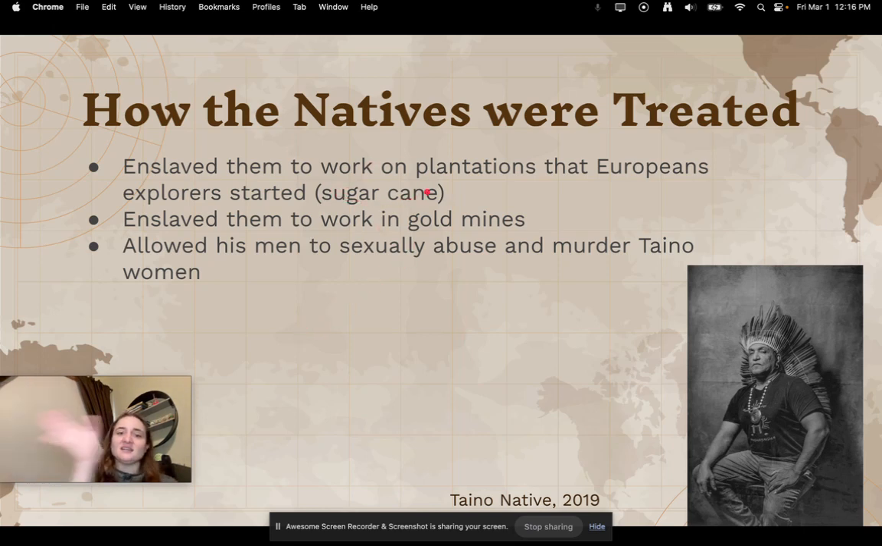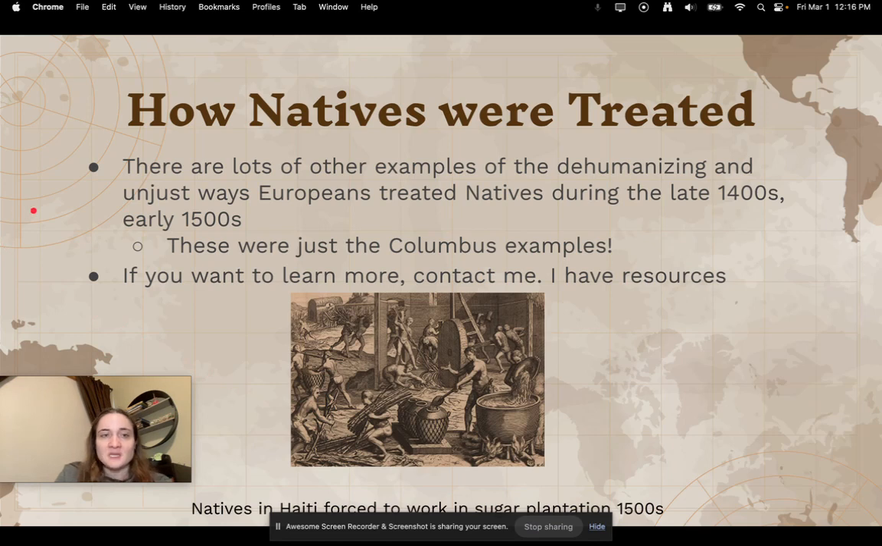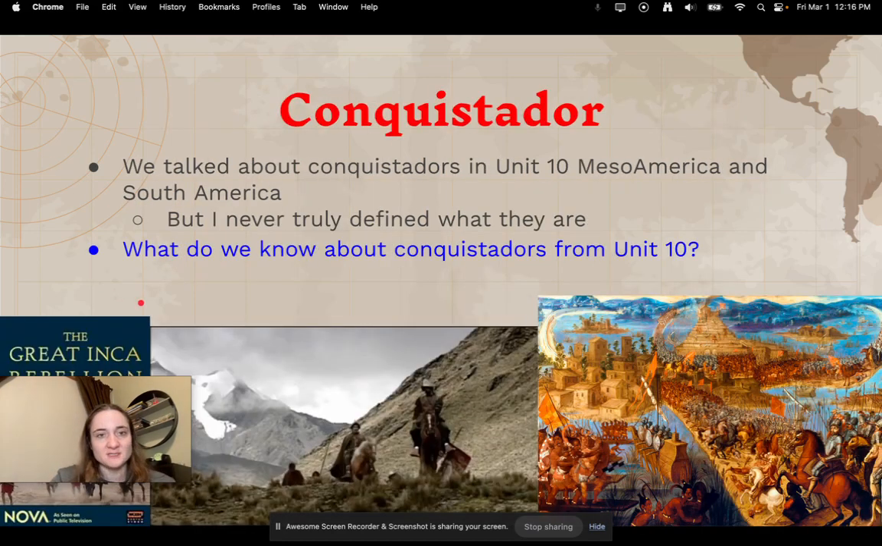They also enslaved the natives to work in gold mines, and Columbus also allowed his men to sexually abuse and murder the Taino women. So there are lots of other examples of the dehumanizing and unjust ways Europeans treated natives during the late 1400s into the early 1500s and even beyond that. These were just Columbus's examples. Just one conquistador. So if you want to learn more, feel free to contact me. I have some more resources.